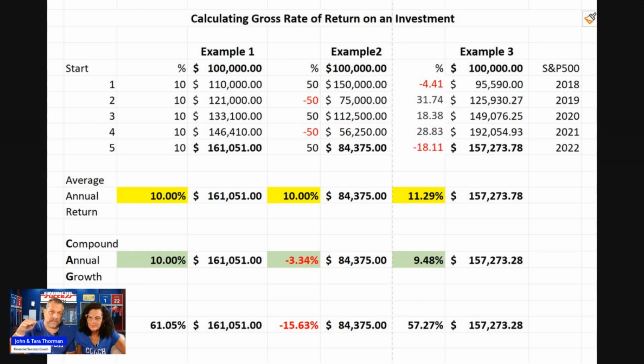So let's look at this. If you start with $100,000 and you earn a 50% return, now you're at $150,000, right? If you then lose 50%, you're not back to 100. Now you're below. You lost money. Now you're at 75,000. Year three, you gain 50%. Year four, you lose 50%. Year five, you gain 50%.